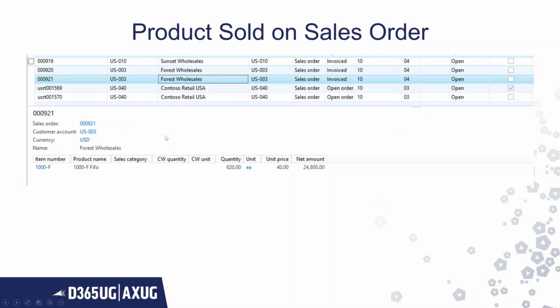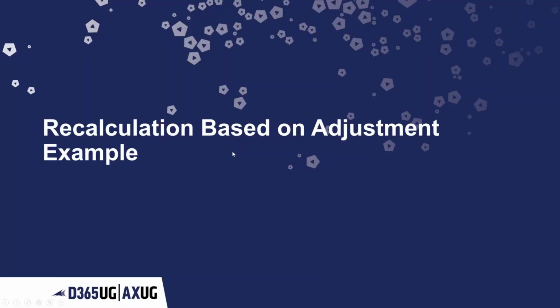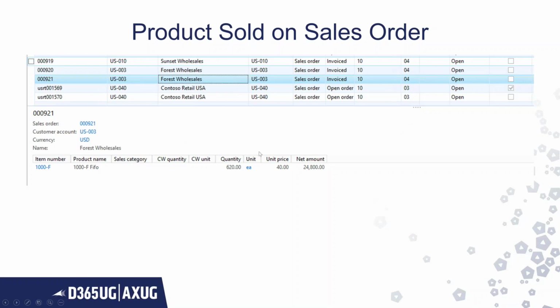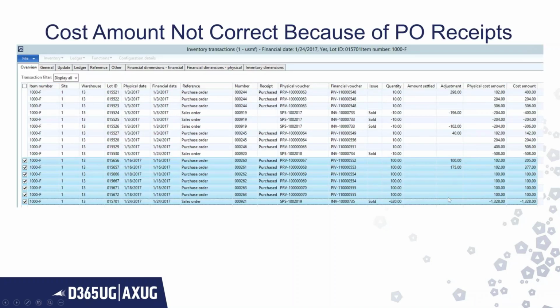Okay, then we get to recalculation based on adjustment example is what we're doing here. So a product is sold on a sales order. PO receipt was received incorrectly. So we sold it, but we sold it at $100 a piece, right? We sold it at $1 a piece because our purchase order was wrong. And let's say in this case it was received wrong.